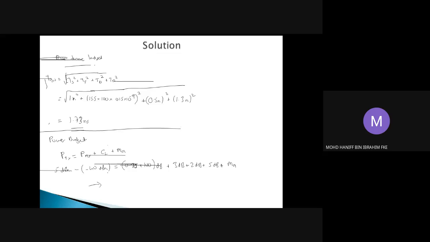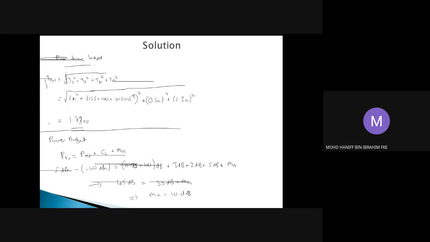Okay, so when we proceed further, on the left hand side we're going to have the value of 45 dB. The range, the difference between these two, is in dB, so 45 dB. Whereas for the right hand side, we're going to get the value of 25 plus 3 will be 28, 28 plus 2, 30, plus 5, 35. That's 35 dB plus the system margin. So we end up having the system margin equal to 10 dB.